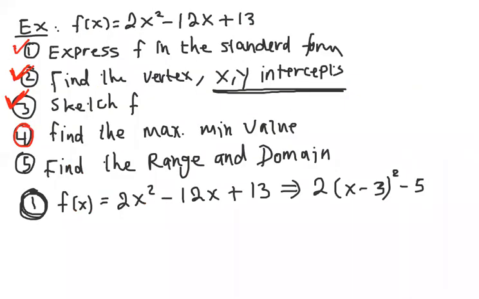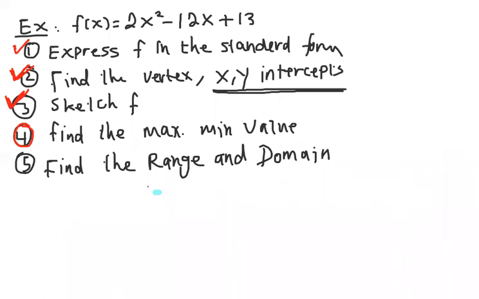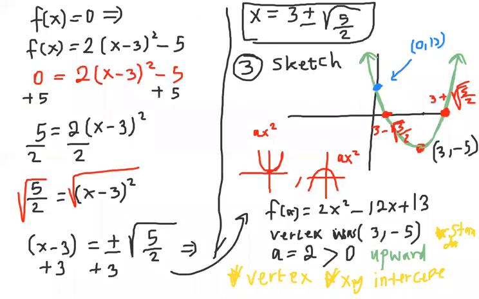Okay. So let's go to the last part of the example, number 5. Find the range and the domain. This is a review question. So from the graph, this is the graph for the quadratic function. From the graph, I can find the domain. What is the domain? This is a review question.